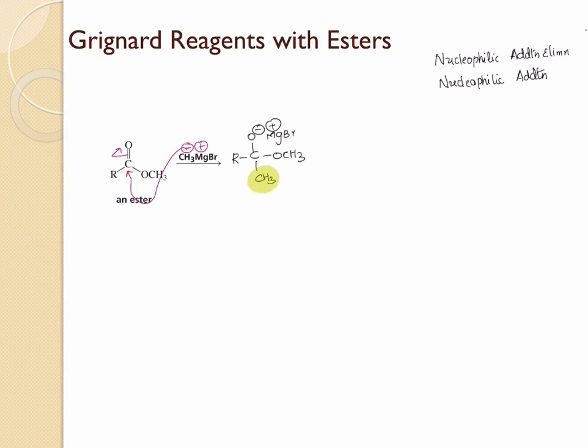Remember, this is the first methyl group that we have added from the Grignard reagent. This will give us a ketone. And in the second step, one more equivalent of Grignard reagent is going to react with this ketone to give us a tertiary alcohol. So this is our second Grignard reagent, and this is the alkyl group that's going to now get added.